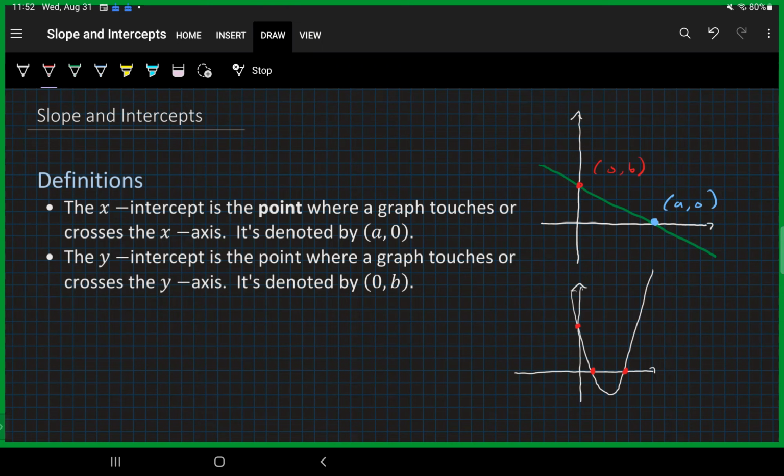An x-intercept is a point where a graph touches or crosses the x-axis. And I'm going to emphasize point in both definitions here because an intercept is a point. It's not a number. It's not an equation. And if we're touching or crossing the x-axis, the y value has to be 0 in that point. Hence the point a, 0.